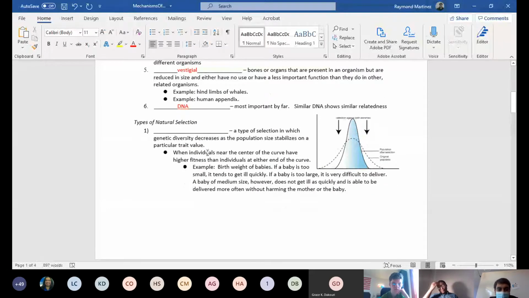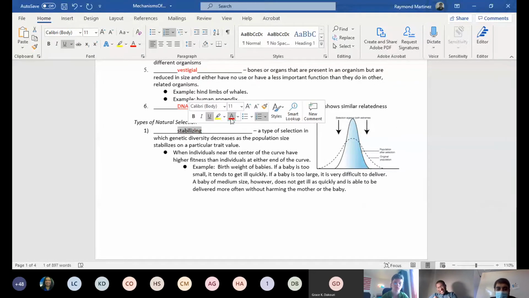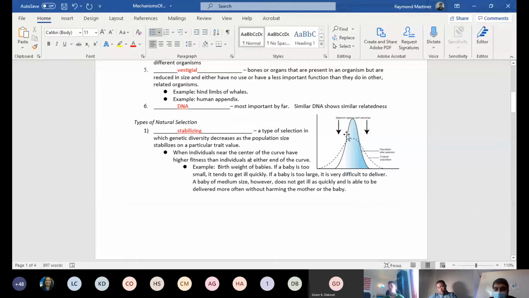All right, types of natural selection. What are we looking at here with this graph? Type of selection in which genetic diversity decreases as the population size stabilizes on a particular trait value. What kind of selection are we looking at? Stabilizing. Very good, stabilizing. So remember that stabilizing favors the mean. So what that means is that the average trait is the one that's going to be the most advantageous. So not too big, not too small, just right? Just Goldilocks.